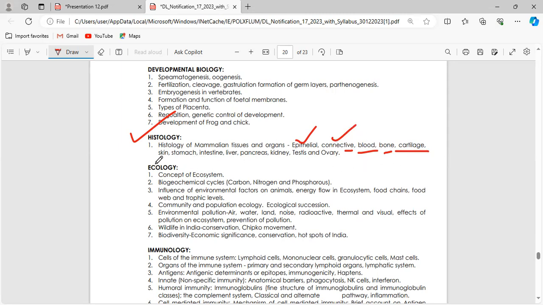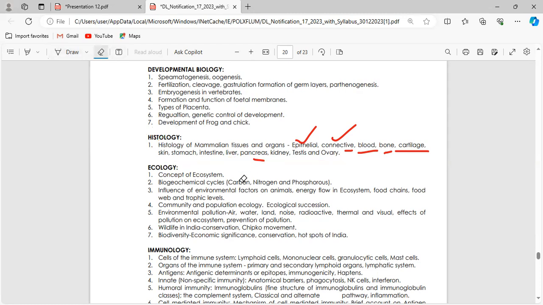Skin, stomach, intestine, liver, pancreas, these are the organs. We want to know from which tissue these organs have been developed. Everything will be dealt with in the histology. That's all about the syllabus analysis. And one more thing I want to show is some of the PYQ questions.